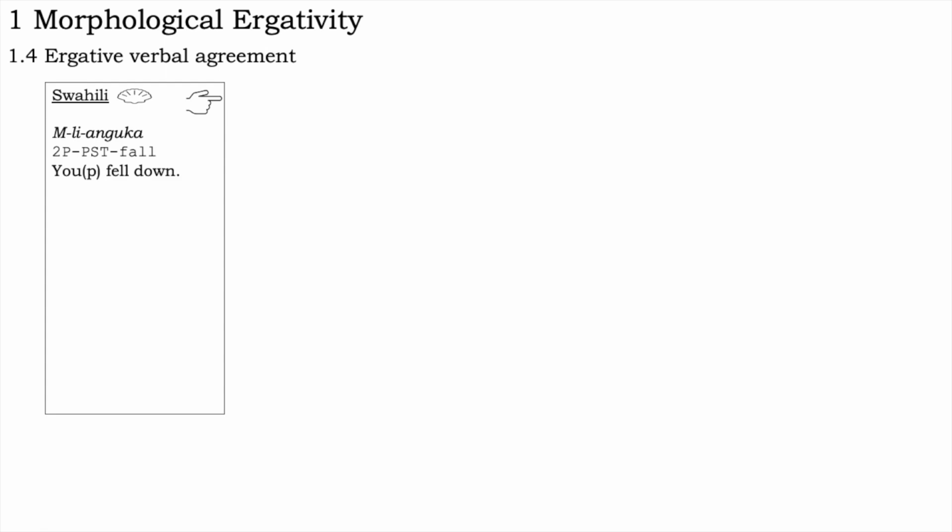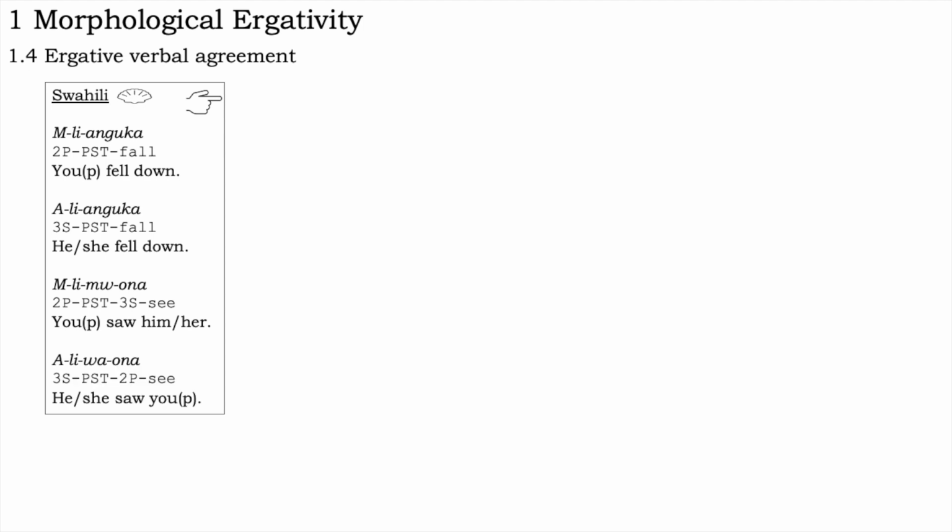First, an example from Swahili. Mlianguka, alianguka, mlimwona, aliwaona. Ignoring the past tense prefix -li-, it is clear that Swahili has one set of agreement markers for S and A and another for O. Additionally, S and A always appear before the tense marker, whereas O appears afterwards. Thus, it is clear that Swahili verbal agreement shows an accusative pattern.